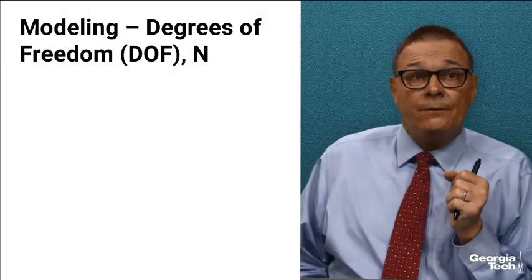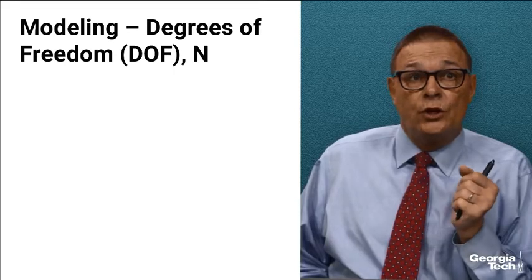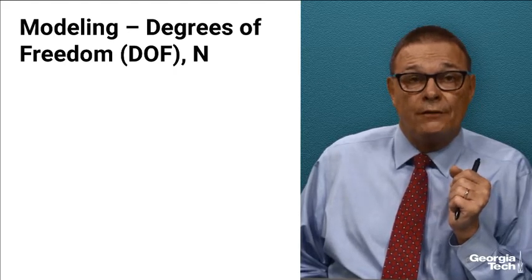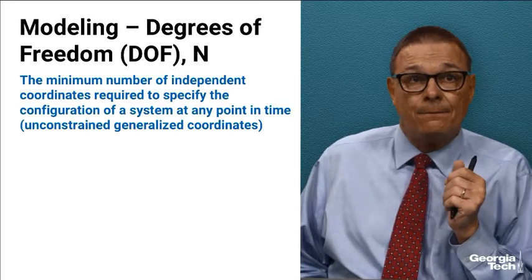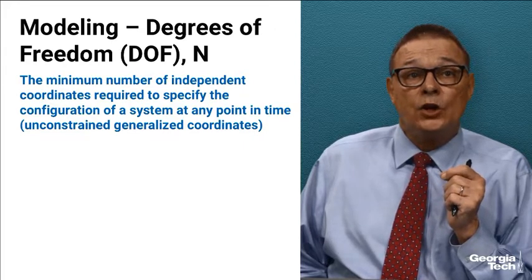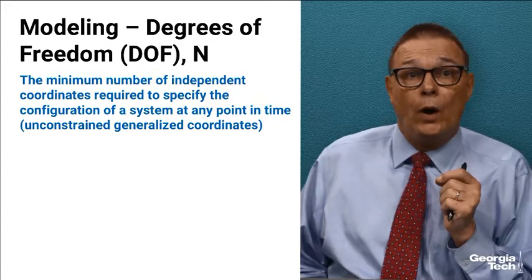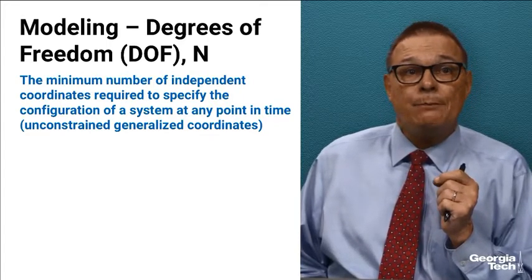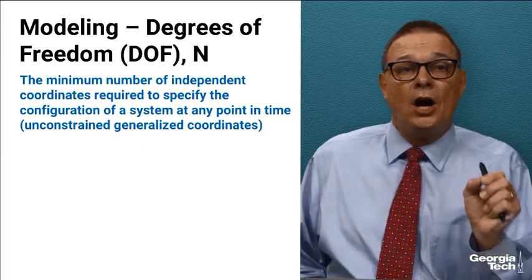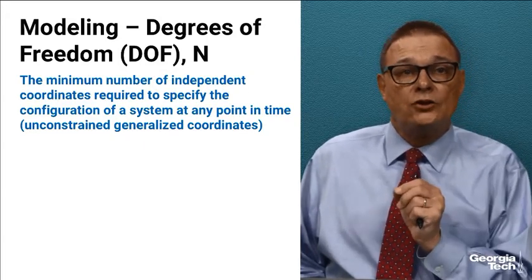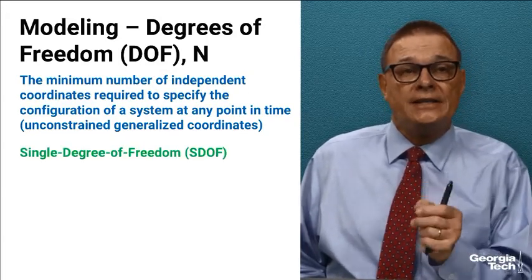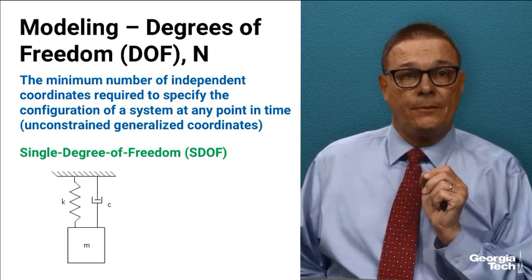When modeling, we also refer to degrees of freedom, which are given the symbol capital N. And the degrees of freedom are the minimum number of independent coordinates required to specify the configuration of a system at any point in time. So these become unconstrained generalized coordinates. So here's an example for a single degree of freedom system.